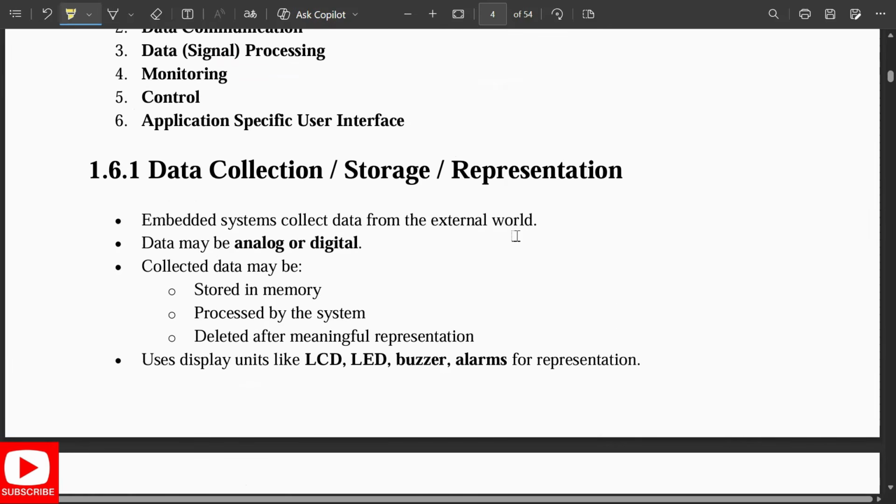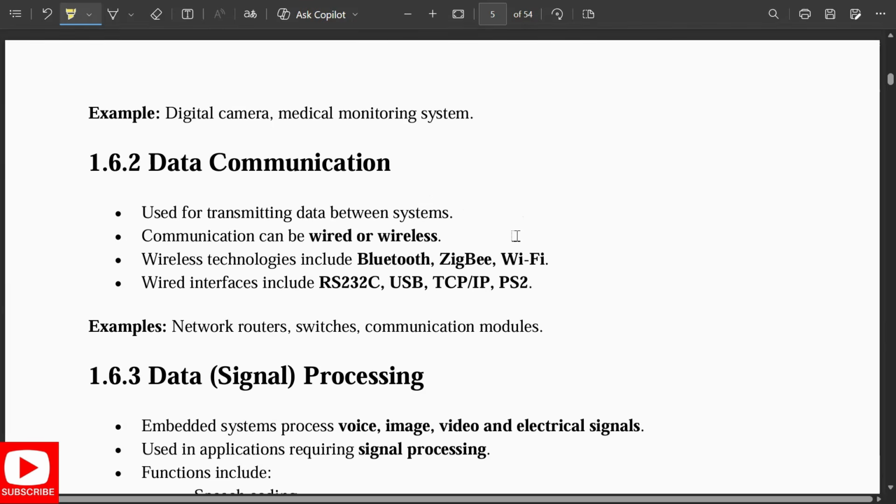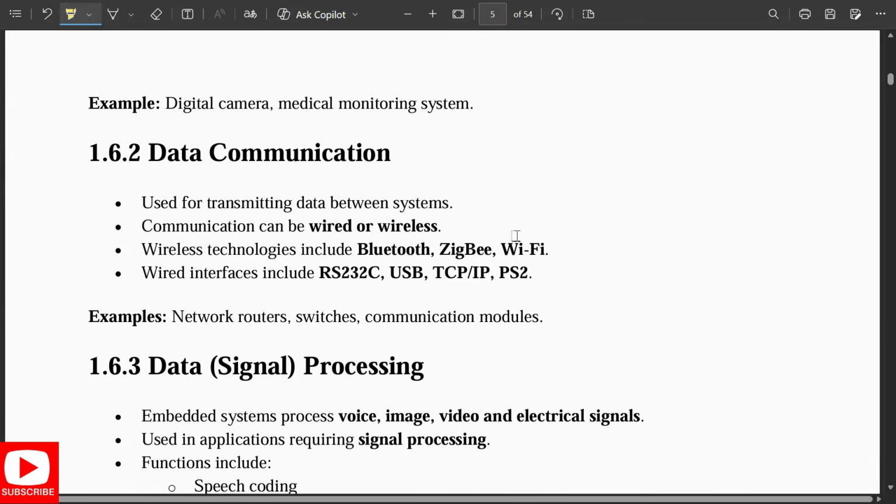So here, data collection or storage or representation. Embedded systems collect the data from the external world. Data may be analog or in the digital form. So that collected data may be stored in the memory, or processed by the system, or deleted after the meaningful representation. They use display units like LCD, LED, buzzers, alarms for the representation. Example is our digital cameras, medical monitoring system.